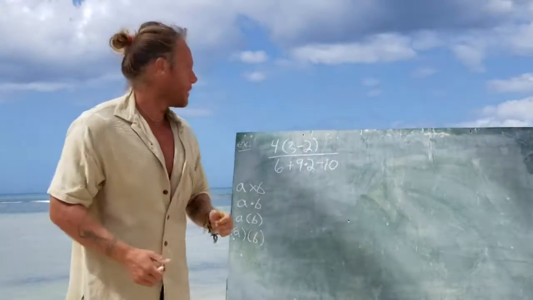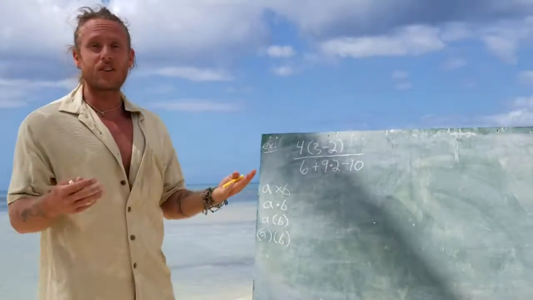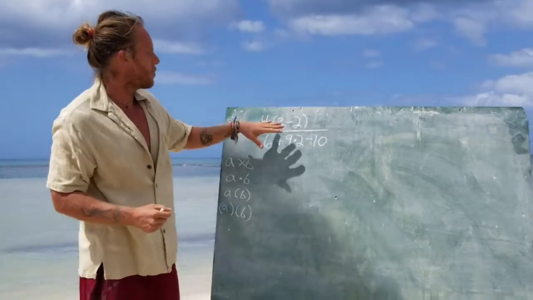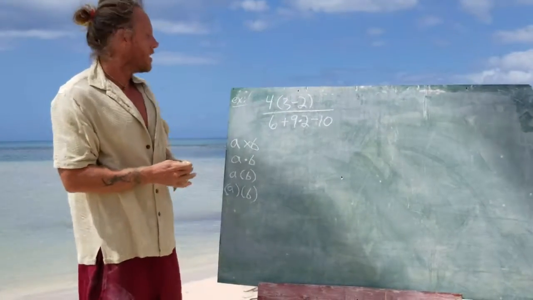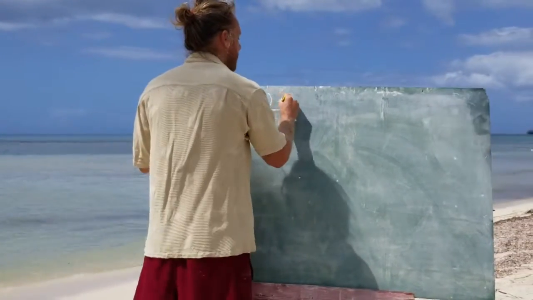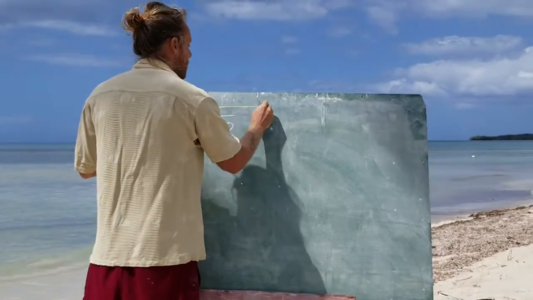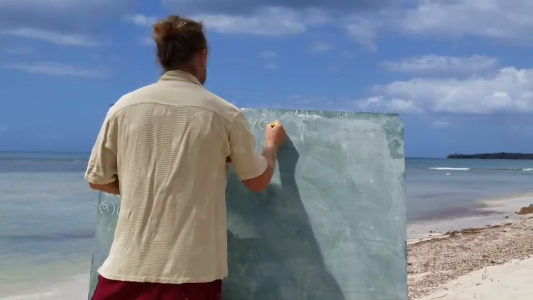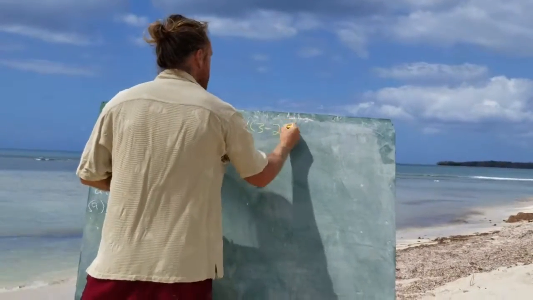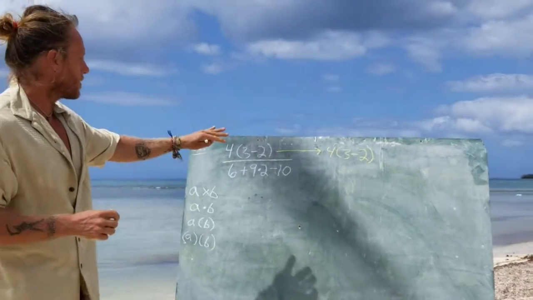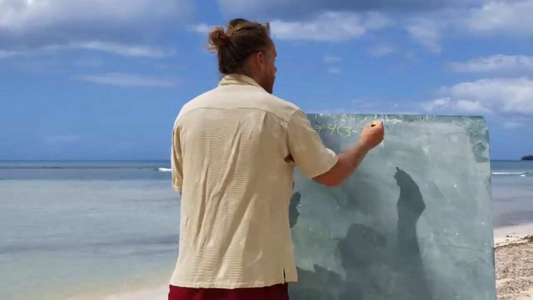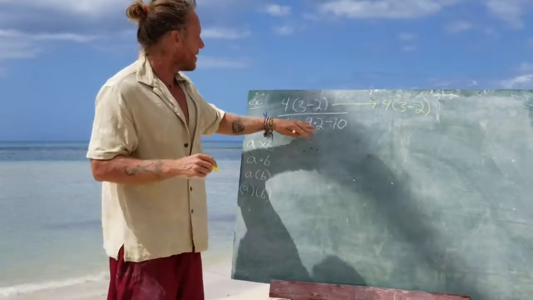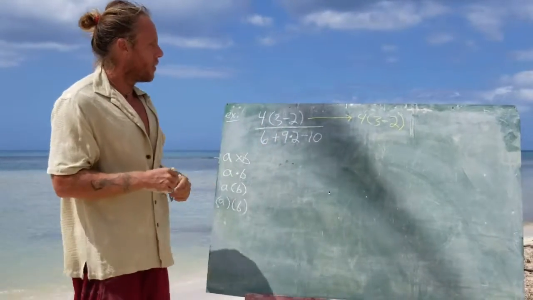All right, this one looks kind of fun. So first thing we look for are fraction bars, which we have right here. So what are we going to do? We are going to work separately above and below the bar. So let's first deal with this top expression. 4 times 3 minus 2. Let's deal with this first, and then this will become our new numerator. Then we'll deal with the bottom, simplify that, evaluate that, and that will become our new denominator.